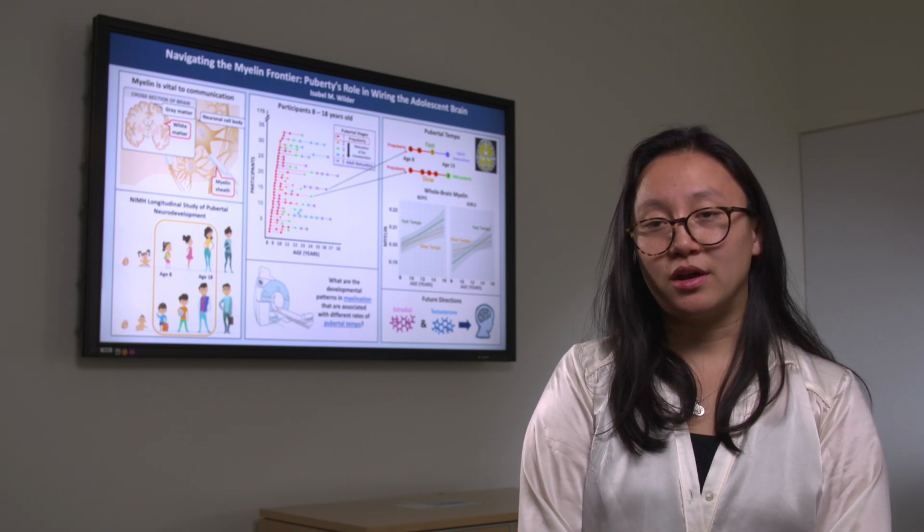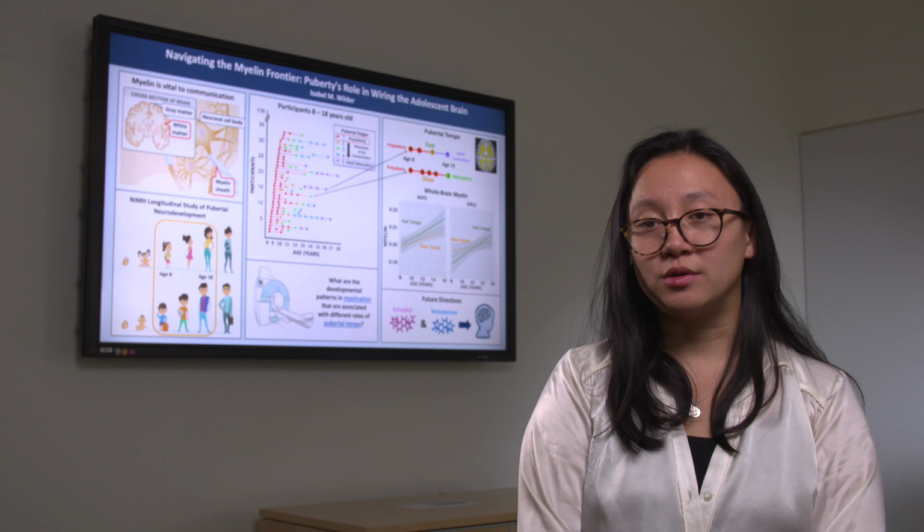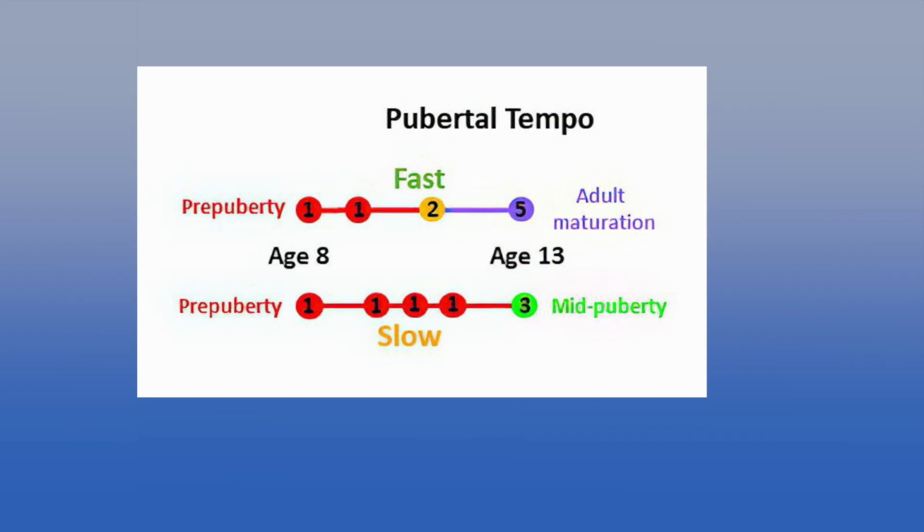At some point in their development, some children will go through the pubertal stages relatively quickly, as seen in this example, where this child went from pre-puberty to adult maturation by age 13, and these visits would be categorized as fast tempo. On the other hand, some children may stay in one stage for many years, such as in this example, where this child only reached mid-puberty by the same age, and these visits would be categorized as slow tempo.